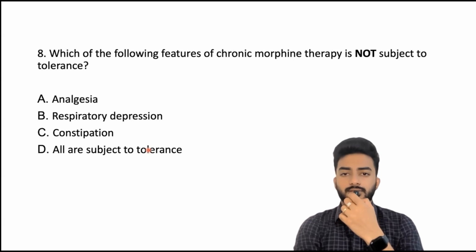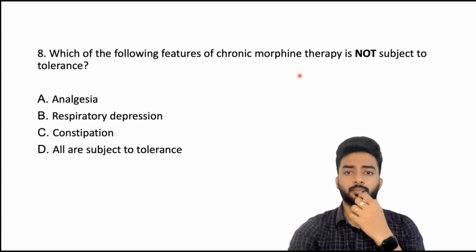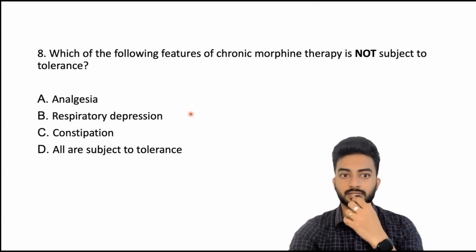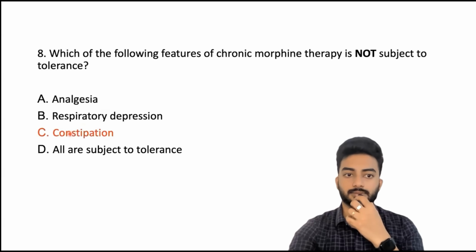Although we know chronic morphine therapy, if given, can cause tolerance over a period of time, the analgesia will get tolerated. The respiratory depression will also get tolerated. But constipation is not subject to tolerance. So the answer is option C, it is not subject to tolerance in chronic morphine therapy.